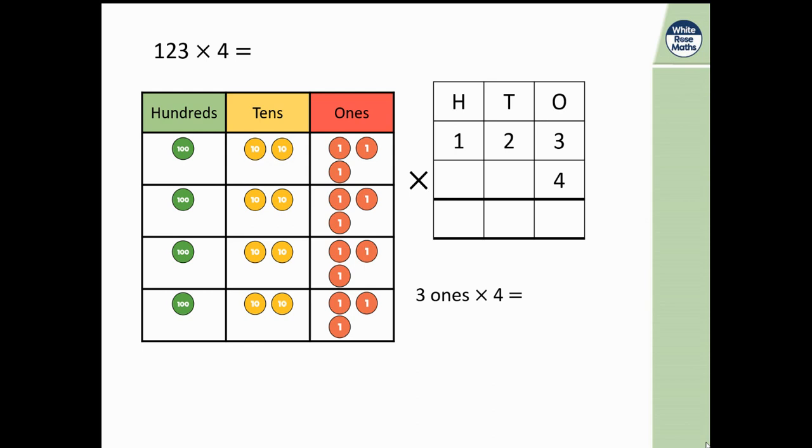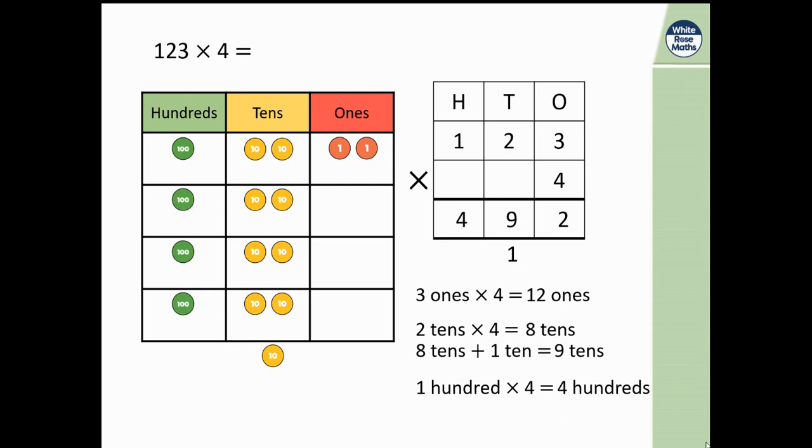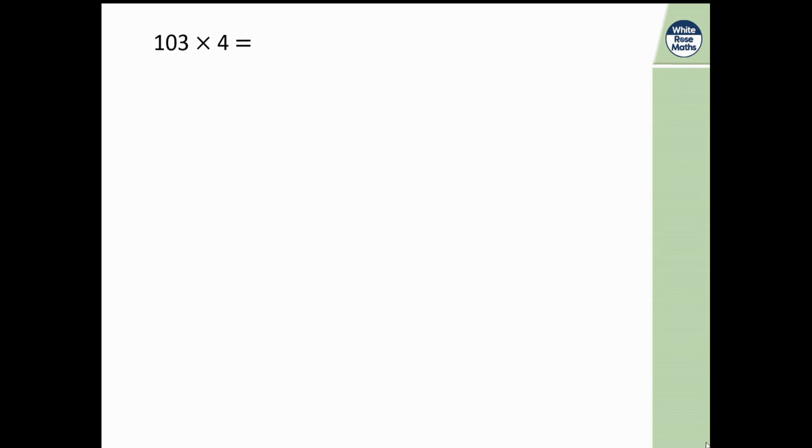Let's have a look at this one here. So now, we've just done that. We've got 3 ones times 4 is 12 ones. 2 tens times 4 is 8 tens. 8 tens plus 1 is going to give me my 9 tens. And then my 100 multiplied by 4 is going to give me my 400. So that's how I've got 492.